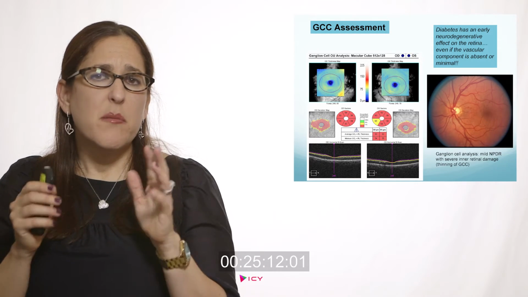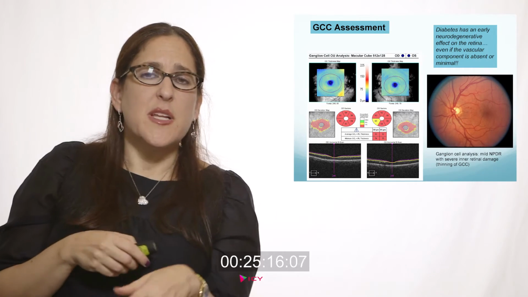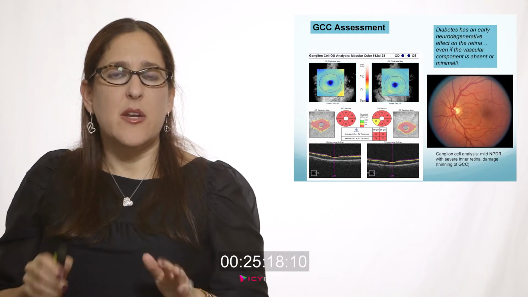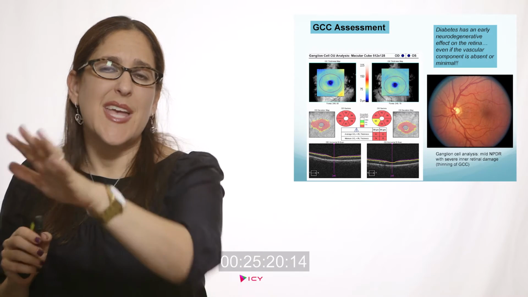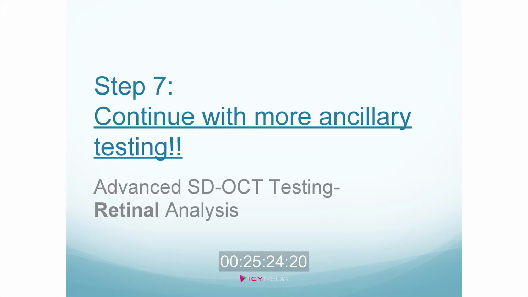Very important here, this patient is not as clean as you think they might be. They have significant intraretinal damage going on that you can't see just by looking at a fundus exam. So that was the GCC, the RNFL, and the optic nerve head. Now we're going to move on to the retinal analysis. We're going to get the specific images of our retina that we want to hone in on.